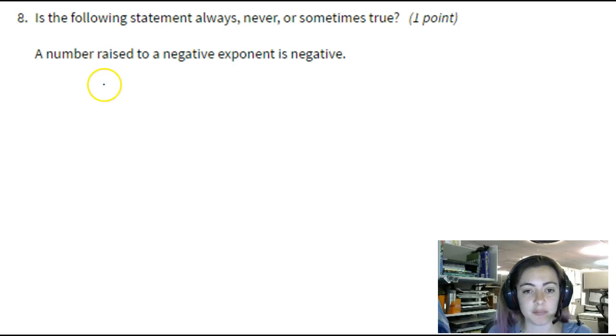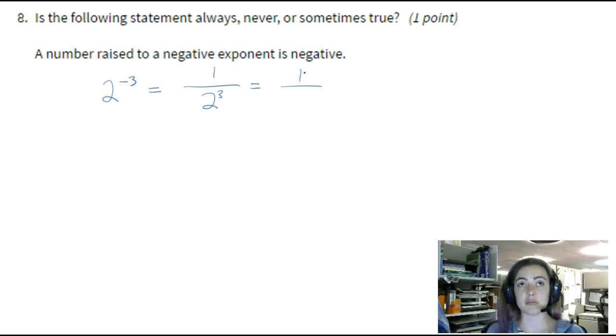So what if we had a positive number and we raised it to a negative exponent? Remember, negative exponents make it switch the numerator and the denominator, so this would end up with 2 to the 3rd. So 2 to the 3rd, 2 times 2 is 4, times 2 is 8, 1/8. So here a number raised to a negative exponent is positive. So it's definitely not always true, but now we have to figure out, is it never true or just sometimes?